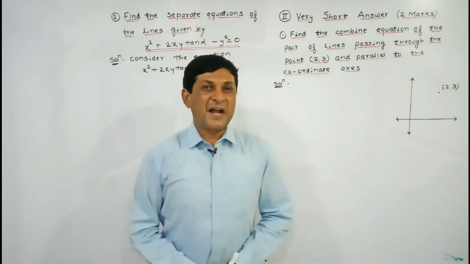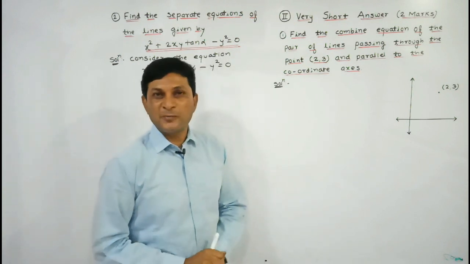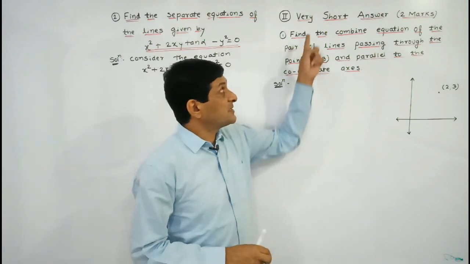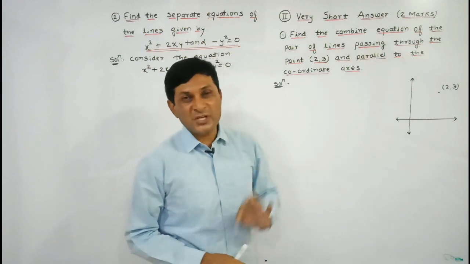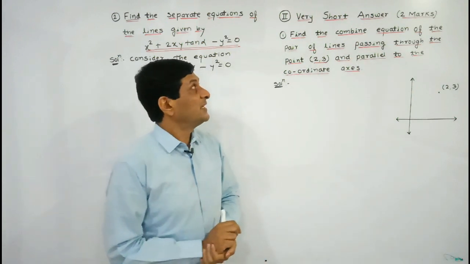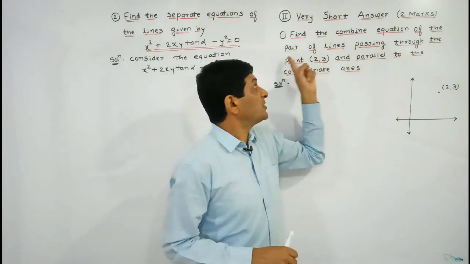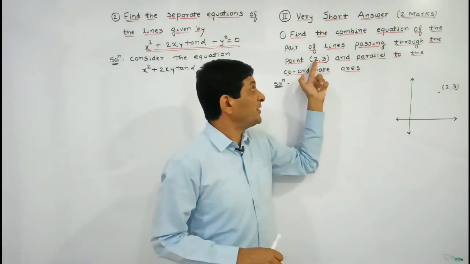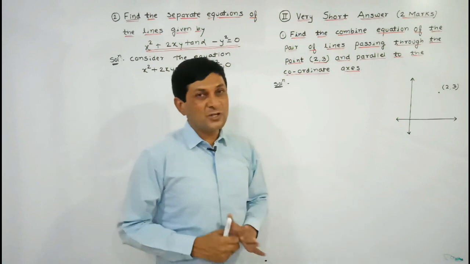Now we are starting the second part of the question bank, in which we will discuss the very short answer questions which can be asked for 2 marks. So let us begin with the first question. In this case we have to find the combined equation of the pair of lines passing through the point 2, 3 and parallel to the coordinate axes.